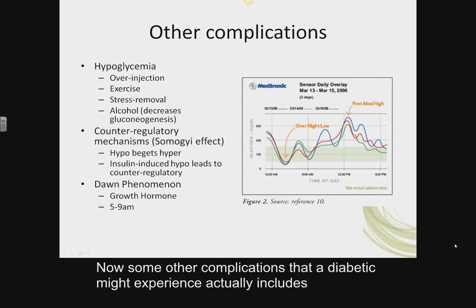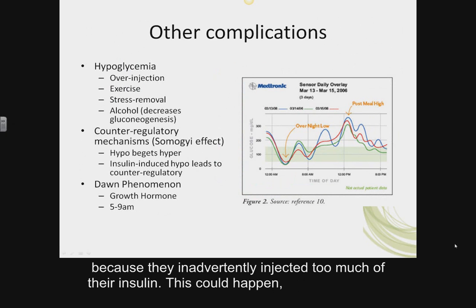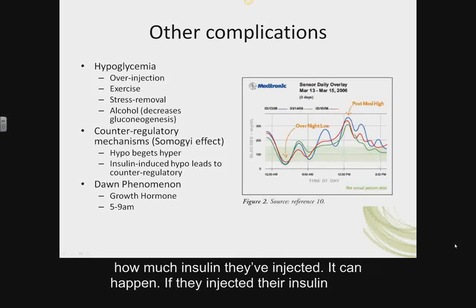Now, some other complications, as if that wasn't enough, that a diabetic might experience actually include hypoglycemic complications. A patient who has diabetes can have bouts of hypoglycemia because they inadvertently injected too much of their insulin. This could happen, let's say, if they weren't mindful of their stress levels or how much they ate compared to how much insulin they've injected.